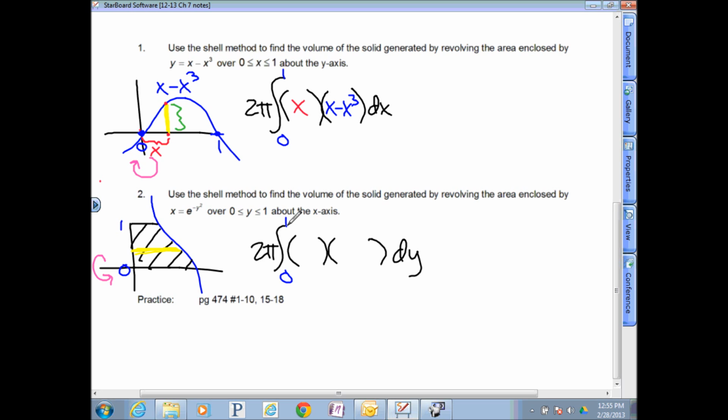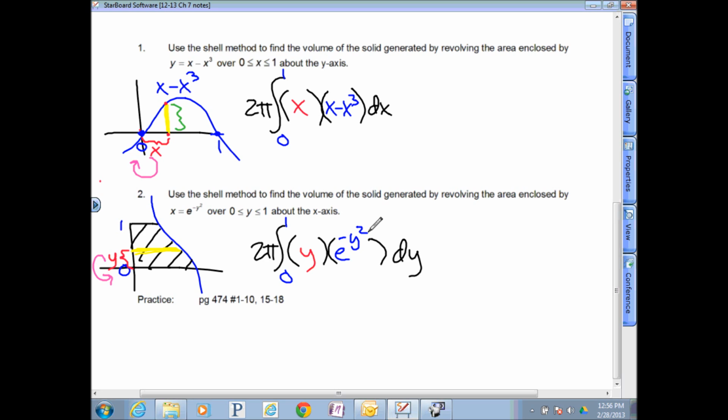What's my radius? My radius is the distance from this yellow rectangle down to the x-axis. What's that distance? Is it always the same? No, it depends on the y value you're using. And how long is that rectangle? The length of that rectangle is not always the same. It depends on the curve, which means that would be the distance from your function over to the x-axis, and it has to be in terms of y's, so that's going to be your f of y.